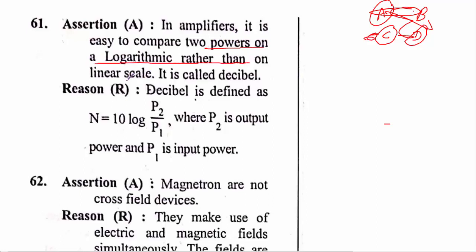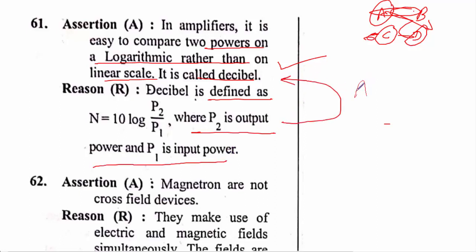What they have given is, in amplifier, it is easy to compare two powers on a logarithmic scale rather than on a linear scale. It is called decibel. Yes. How I can define decibel means, decibel is defined as n equals to 10 log of P2 by P1, where P2 is output power and P1 is input power. It is easy to compare and it is giving the proper explanation. So option A is correct for this.